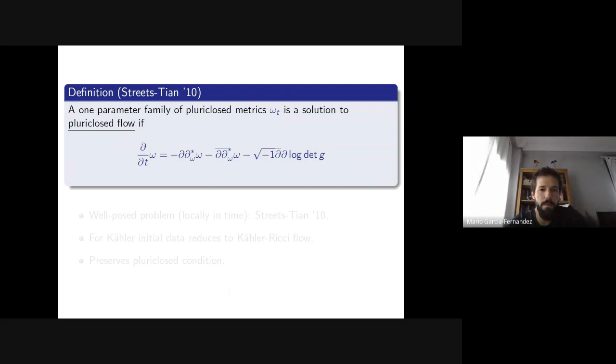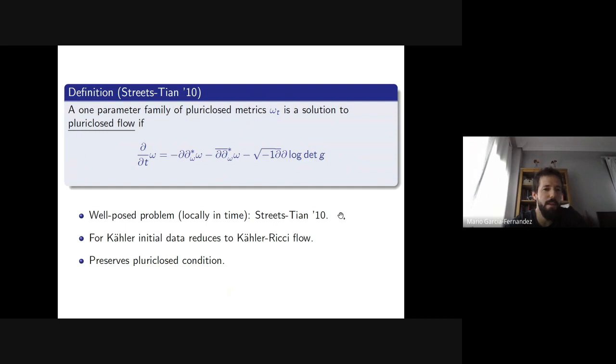Let me mention this very briefly. This is a well-posed problem. This was proved originally by Streets and Tian in their seminal paper about this thing. Locally in time. So for any choice of background pluriclosed metric on a compact complex manifold, you can run the flow for a little bit of time. For Kähler initial data, this reduces to the Kähler-Ricci flow. For Kähler initial data, you will be dropping these two terms here, and this will give you the original Kähler-Ricci flow equation that we saw before.